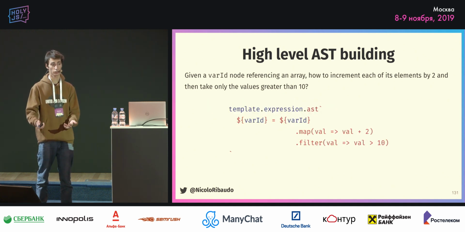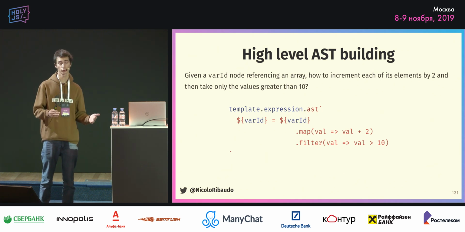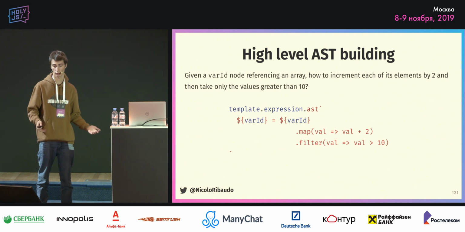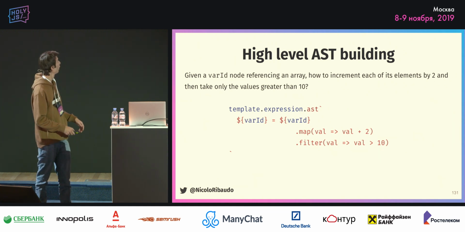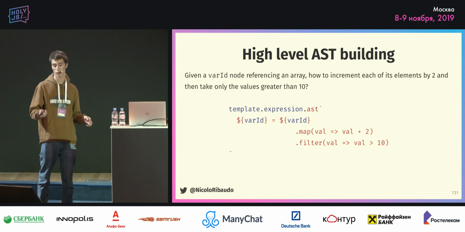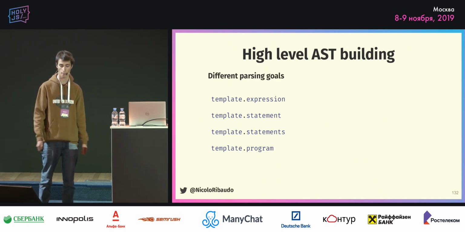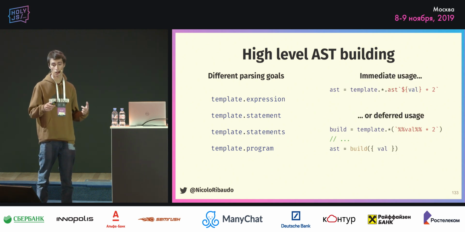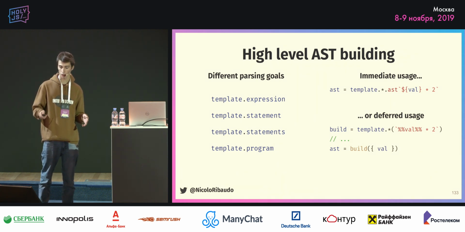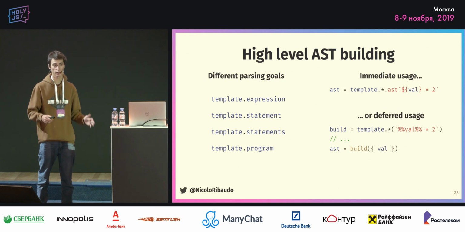We can just write the code that we want, it will parse it, and it will generate the AST, substituting the nodes that we already have, like in this example. You can see that we are using template.expression, but we can build different things like statements or a whole program if for some reason we need it. We can also either immediately get the AST using a tagged template literal, or we can create a builder function which, when called, will give us the AST.